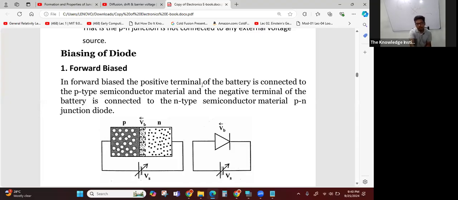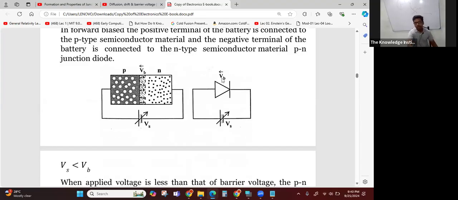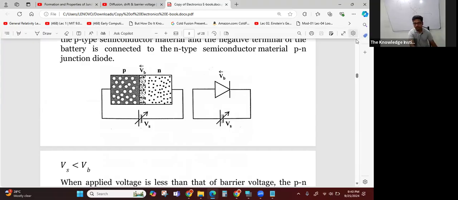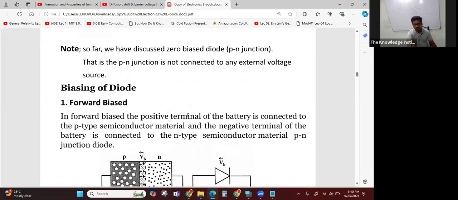Okay, in forward bias, the positive terminal of the battery is connected to the P-type semiconductor material, and the negative terminal of the battery is connected to the N-type semiconductor material of the PN junction diode. So that is what forward biasing means. Right. So when we connect this there are three scenarios. There will be three cases. So we'll discuss each of these cases.